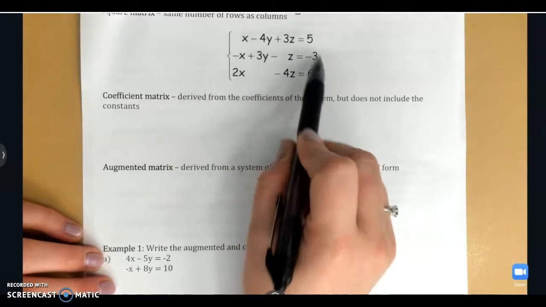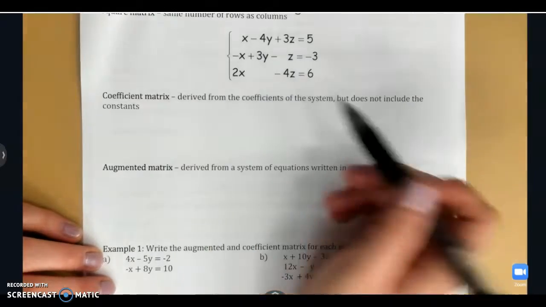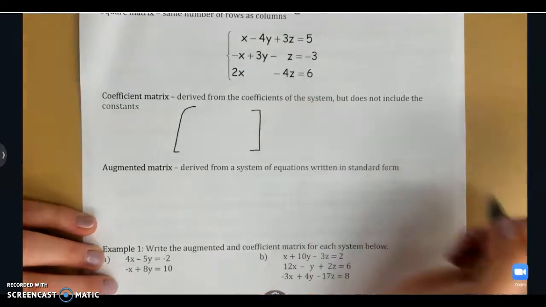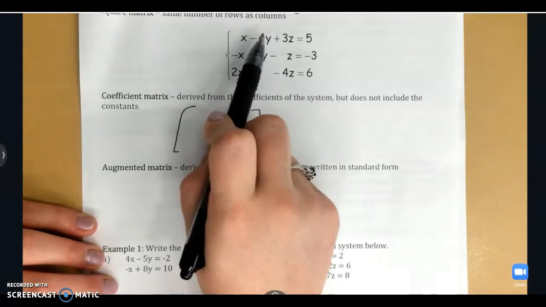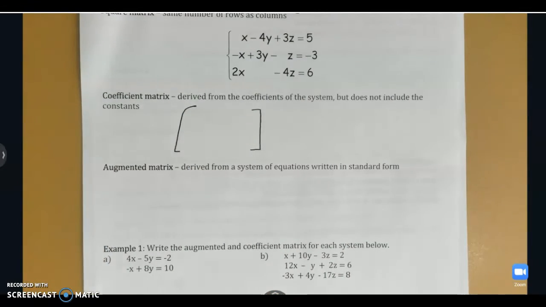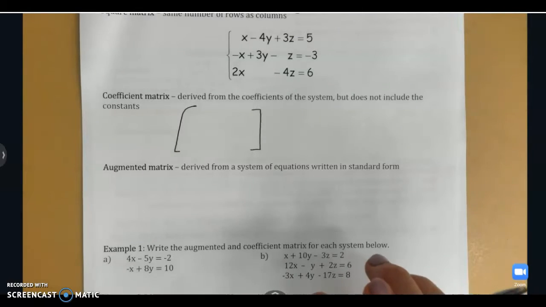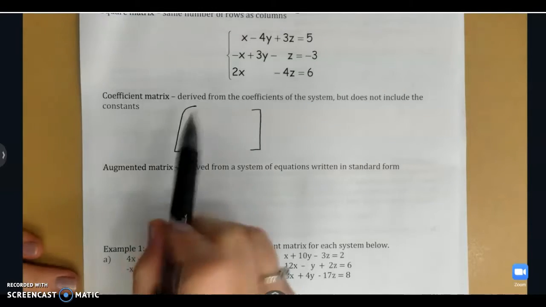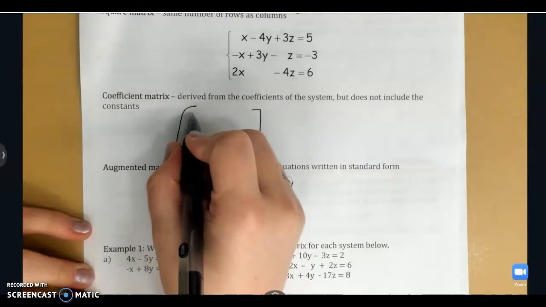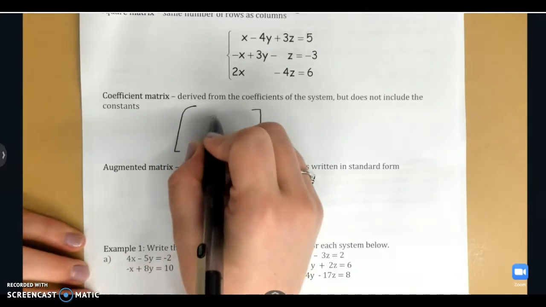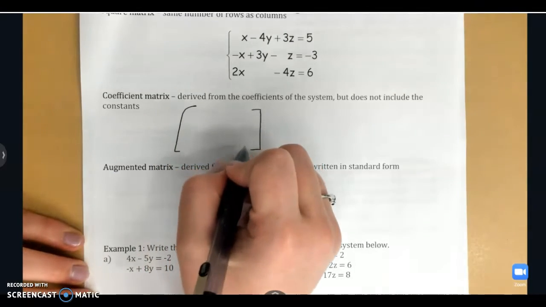So if I was given this three equation system, if I wanted to write my coefficient matrix, I'm just going to take the coefficients from my three variables. Now, the important thing when setting up your matrix is that all of your coefficients for x, y, and z, or whatever your variables may be, are in the same column. So all of my x coefficients have to be in this first column, my y's in the second, and my z's in the third.